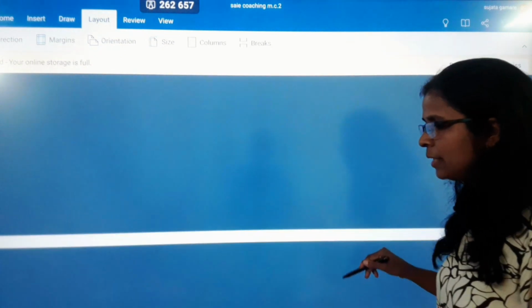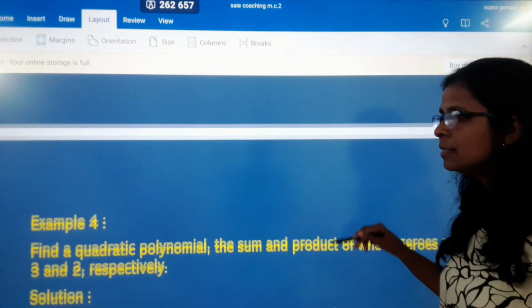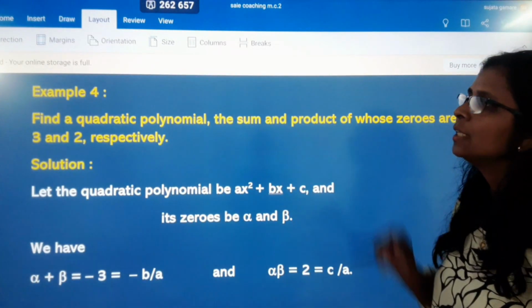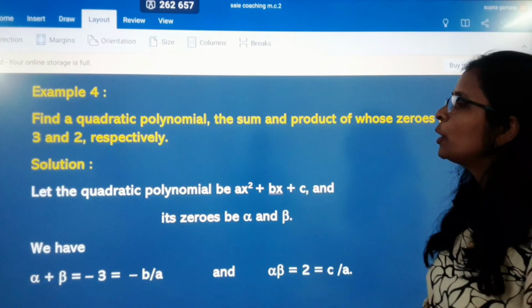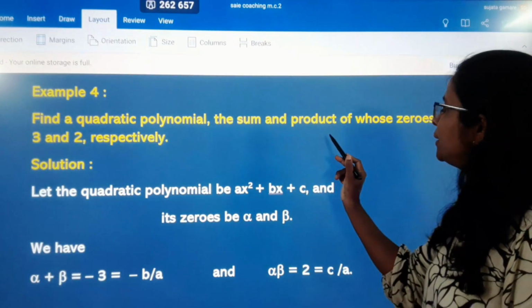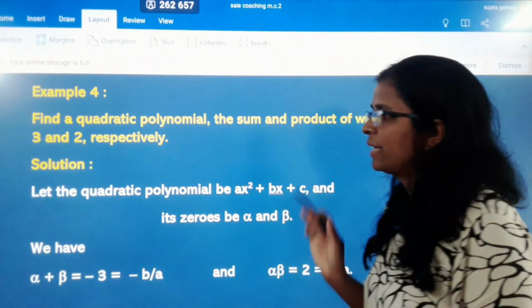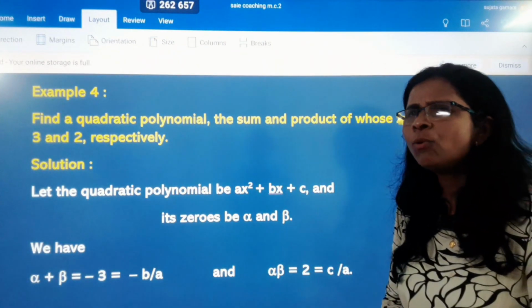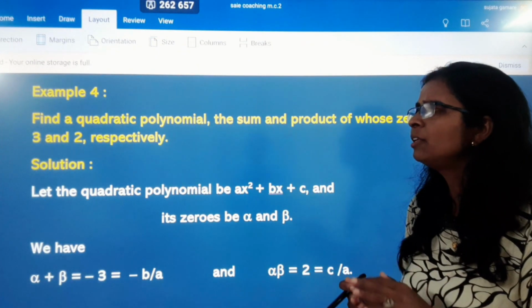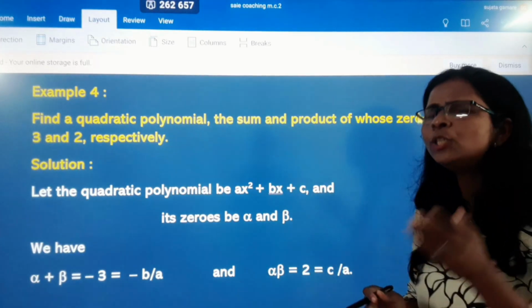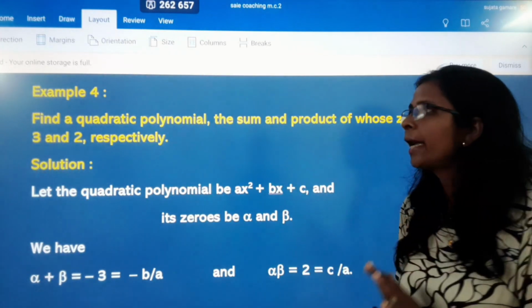Now see the next example, students. Find the quadratic polynomial, the sum and the product of whose zeros are 3 and 2 respectively. Now only the zeros of the polynomial are given.